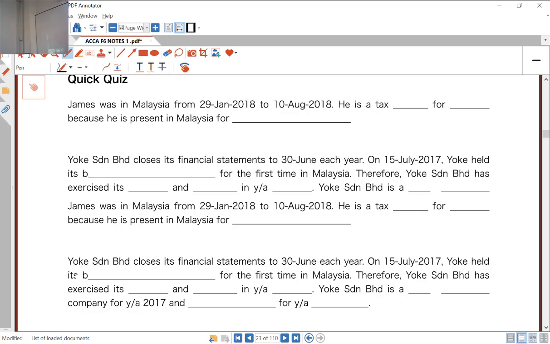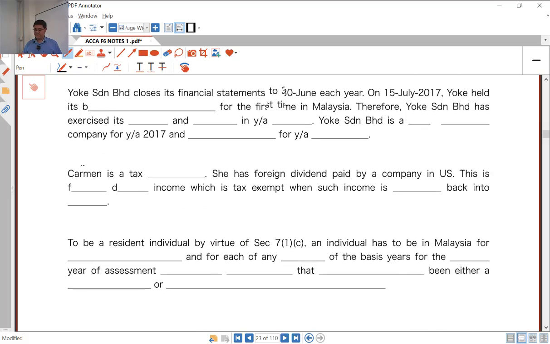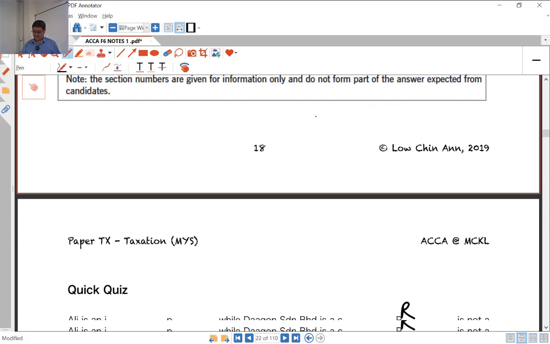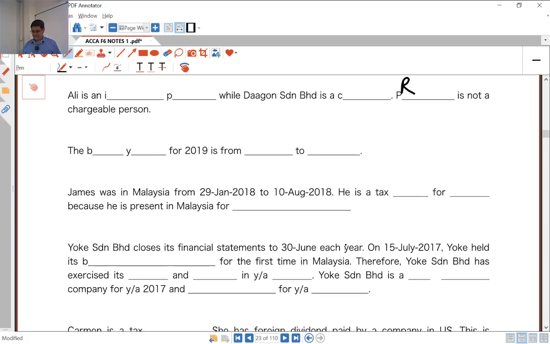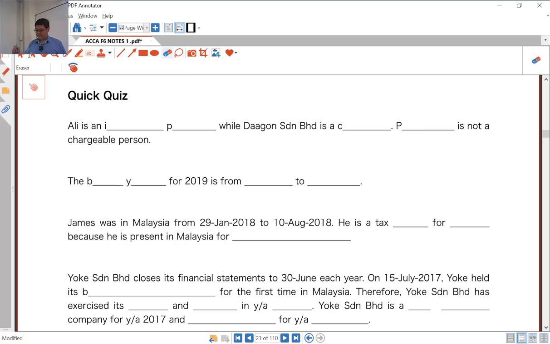Right, so James was in Malaysia from 29 January 2018 to 10 August 2018. He's a tax resident. You can definitely see the period is long enough, right? He's a tax resident. Oh, wait. Sorry, I read the wrong question. I start with James. Okay, Ali is a, what's the word?